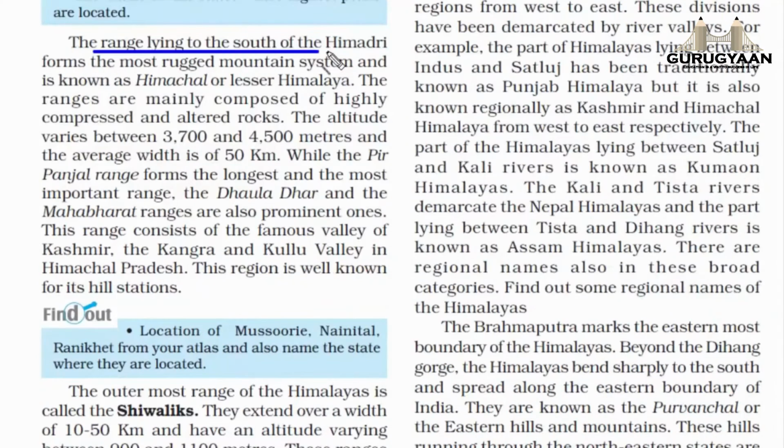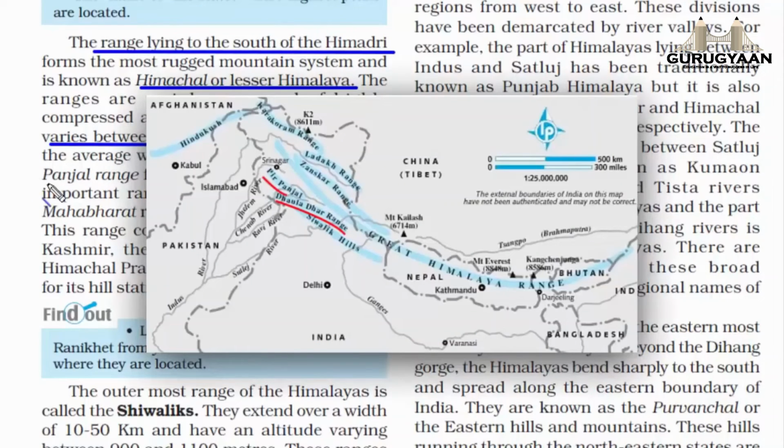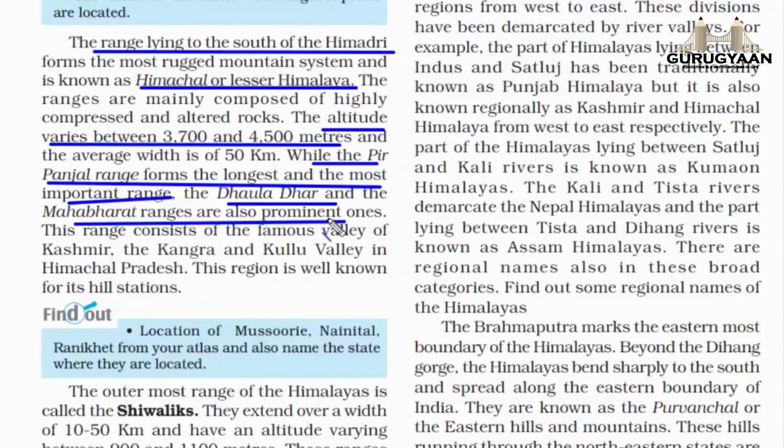Now as you go towards the southern part of Himalaya, this range over here is called Himachal or Lesser Himalaya. And obviously here the heights of the mountain peaks has to be lesser than the above one. So here it varies between 3700 to 4500 meters. Pir Panjal is one of the longest and important ranges over here, followed by Dhauladhar and Mahabharata range. And we also have some famous valleys like the Kashmir, the Kangra, the Kullu Valley, and this region is well known for its hill stations.